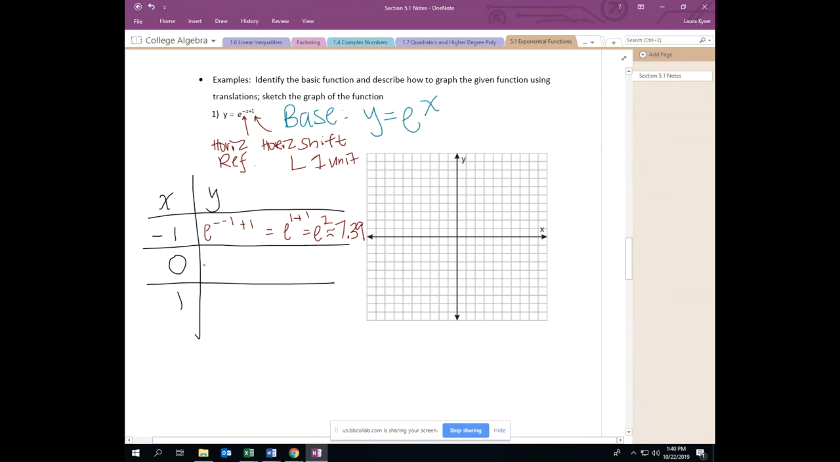And now we do the same thing with 0. So we've got e to the negative 0 just means 0 plus 1. So this is e to the first power. And e to the first power is that 2.718. So I'll just do 2.72. And then I plug in 1, and I've got e to the minus 1 plus 1. And negative 1 plus 1 is 0, so e to the 0 is 1.